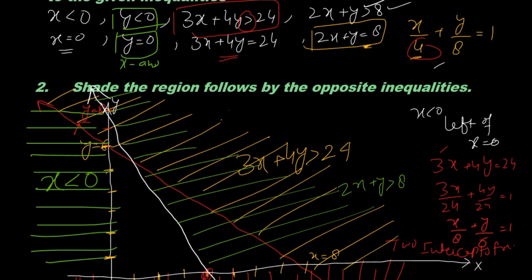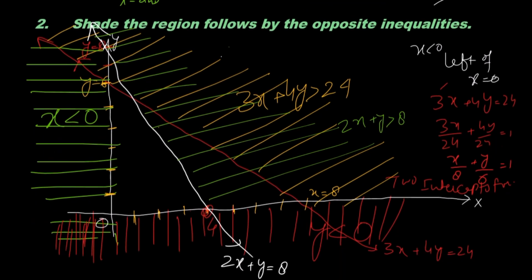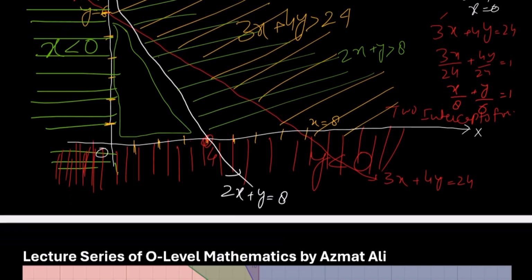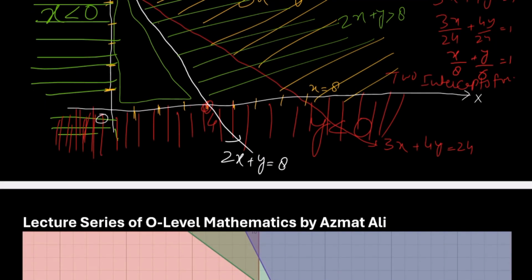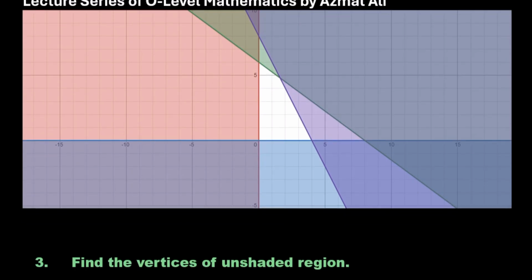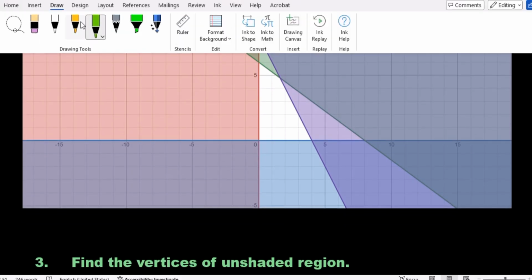Now the unshaded region lies in this area. This is a quadrilateral. This shows the unshaded region. That can be seen more clearly in the following graph. You can see this picture more clearly here.